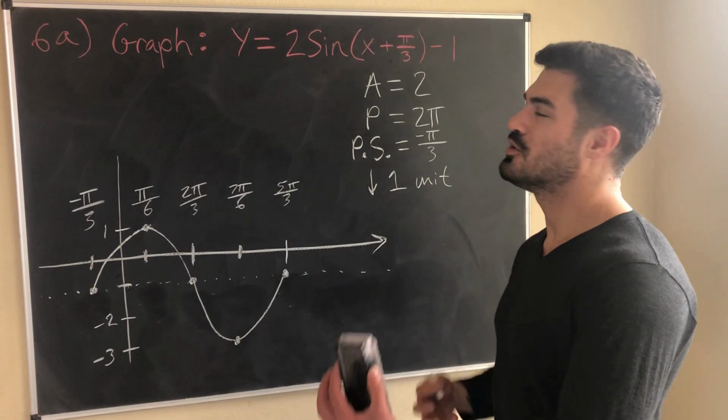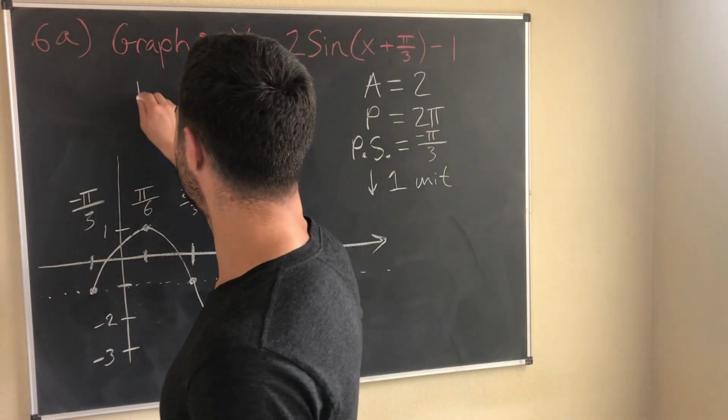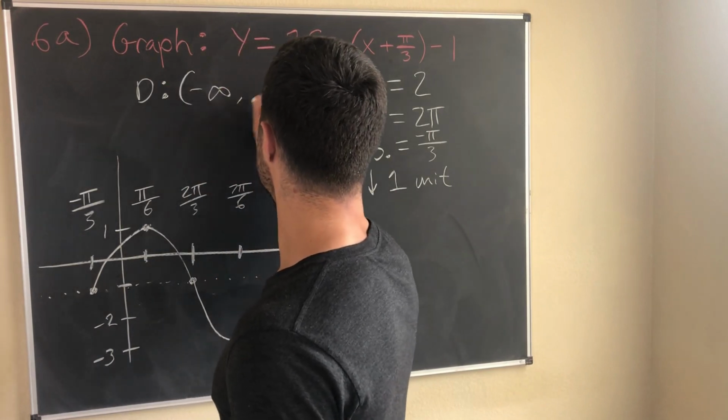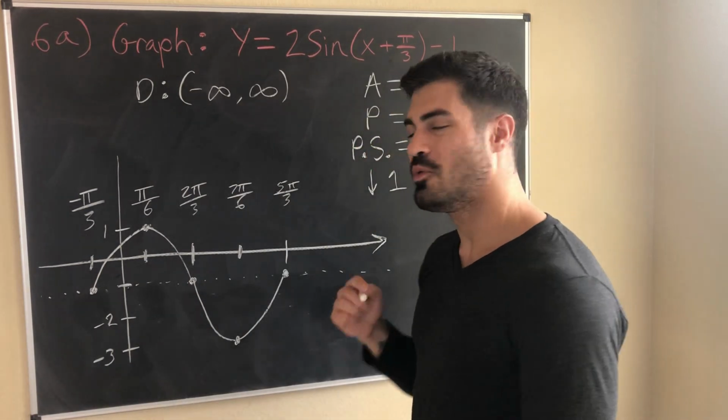There's no issues. With sine and cosine, there's pretty much never going to be issues. So our domain is all real numbers. I like to write it as all the numbers between negative infinity and infinity, which is all of them, all right? But what is our range?